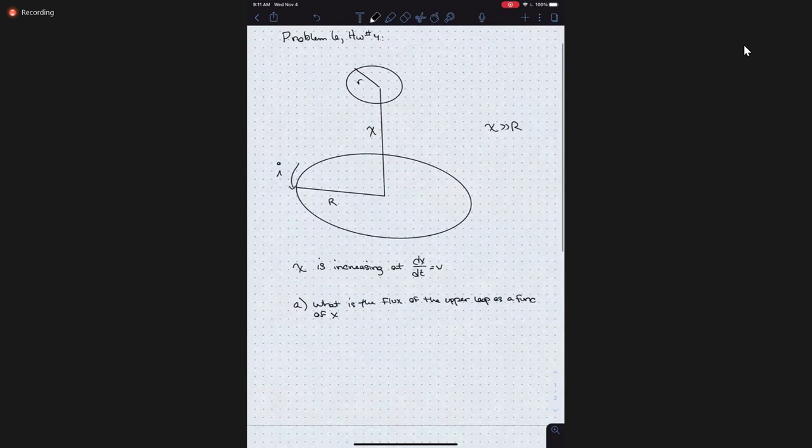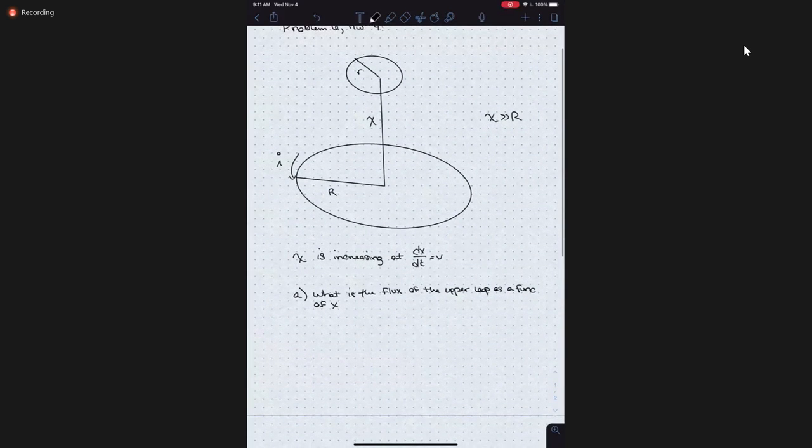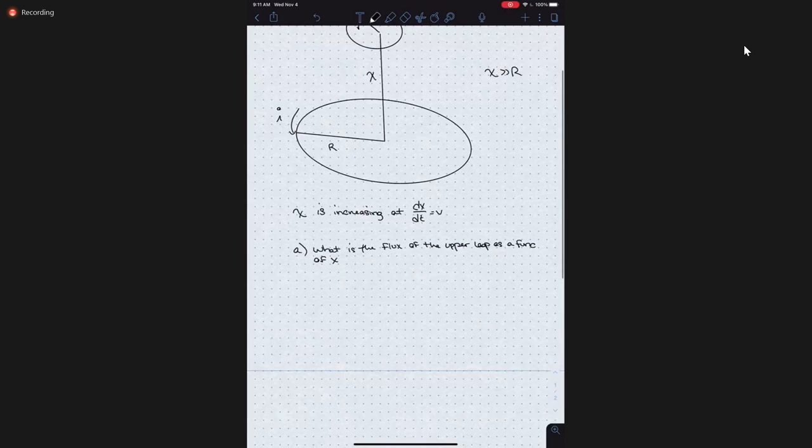So we know that x is increasing at some dx/dt equal to v. So it asks, what is originally the flux of the upper loop as a function of x? So we can already write down a general expression for flux, right? We know that magnetic flux is always equal to, well, what is it equal to? It's equal to B dot dA, always.